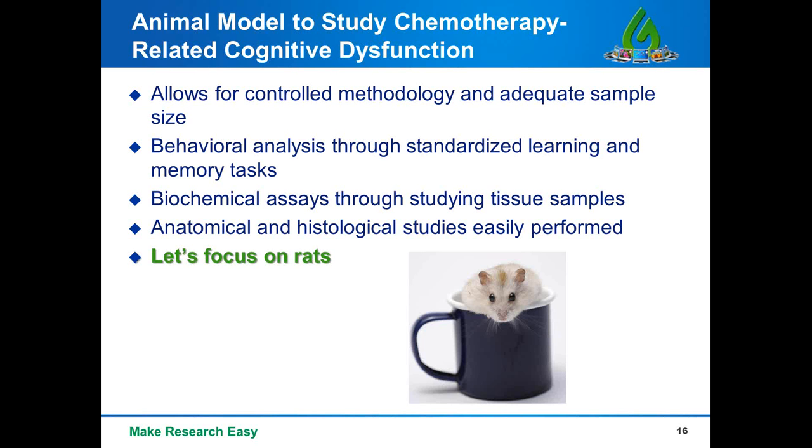One way to make our study more controlled is to move into an animal model. This would allow for controlled methodology and adequate sample size. The behavioral analysis can be studied using standardized learning and memory tests. The biochemical assays can be studied by analyzing tissue samples, and anatomical and histological studies can easily be performed. Since our studies may require some dissection of specific brain regions, which can be very small, we can assume that we could use rats, which are slightly bigger than mice, and they're easy to get.